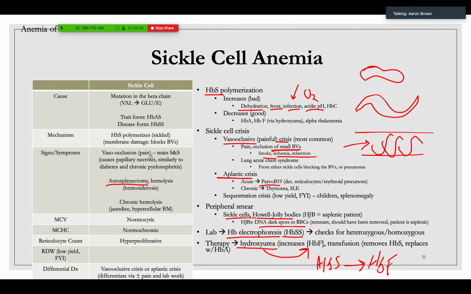Okay. And the last thing I want to say here about sickle cell anemia is this mutation in the beta chain, where it's a valine to glutamine mutation, is actually very important. This is something that they ask about. Okay. Valine to glutamine. Okay.